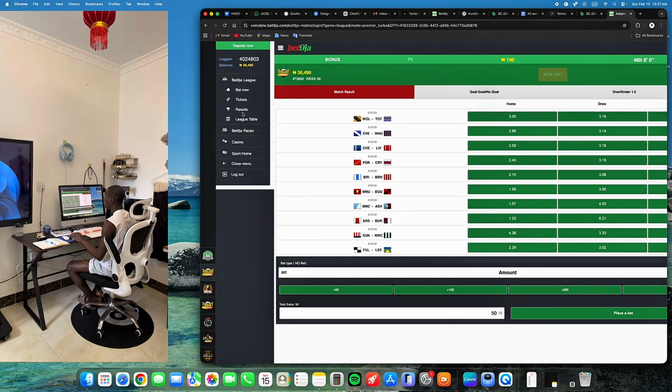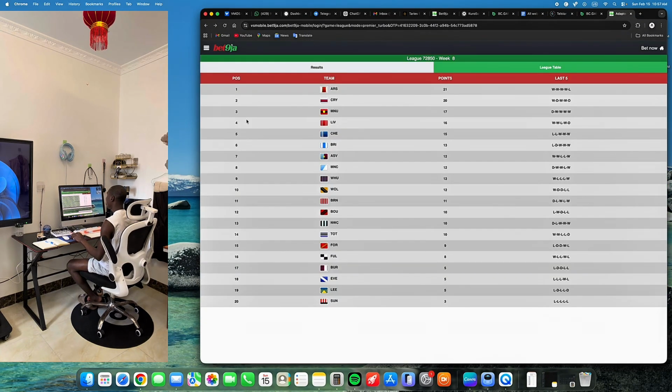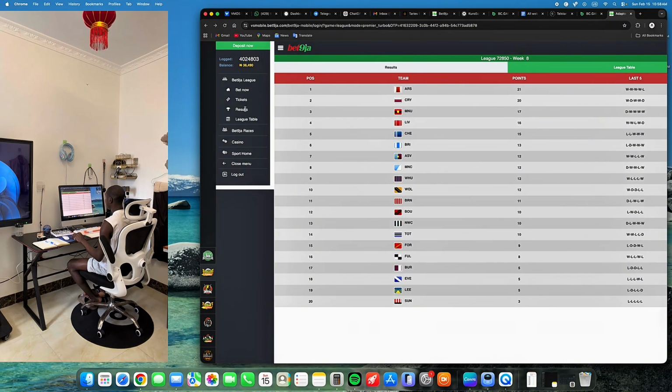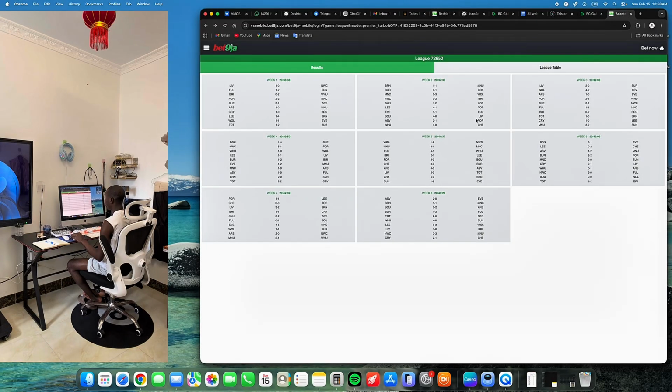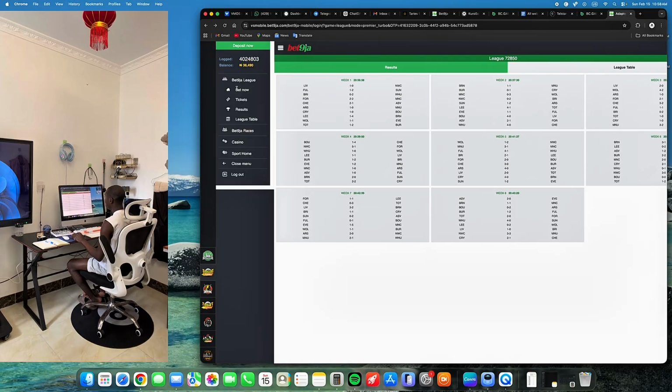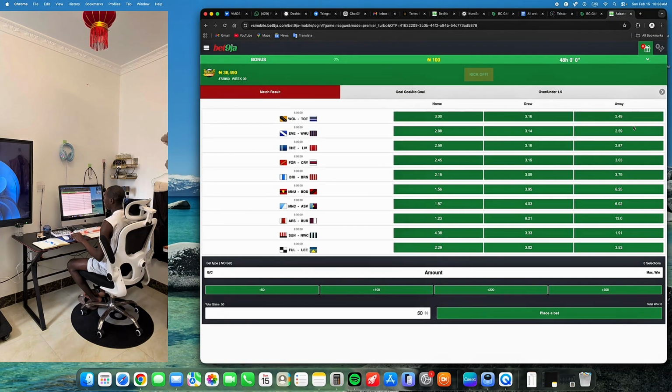Then here is the league results and the league table telling you the current position of the teams that are leading. Okay, so there are different ways you can use to analyze games like this. Take for instance, some persons use the league table, the positioning of the teams to read it. Then some just use the previous results to read it, and also you can still use the odd itself to read it.